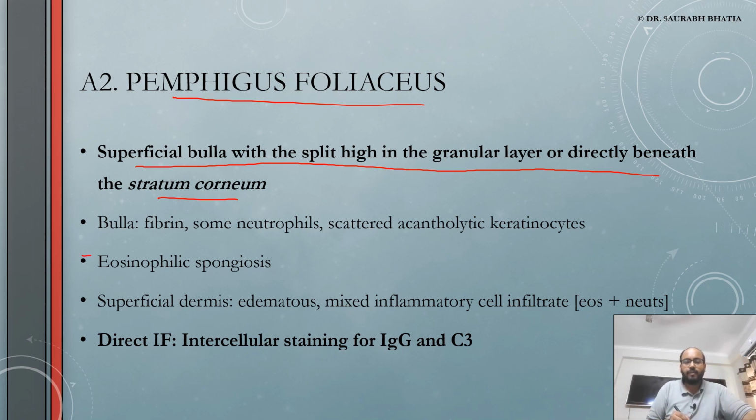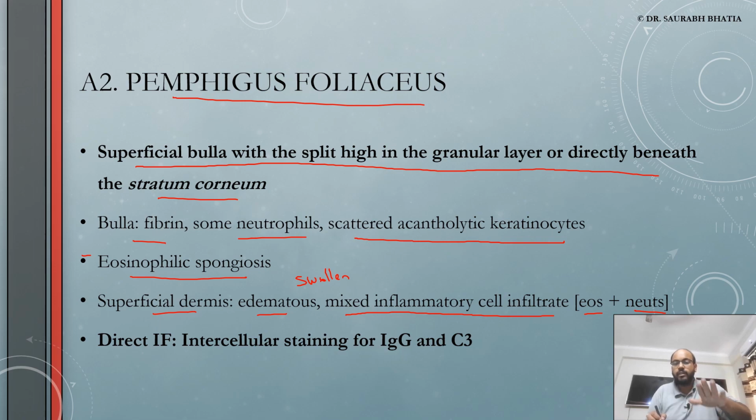The bulla can have fibrin, some neutrophils, and scattered acantholytic keratinocytes. Eosinophilic spongiosis can be seen, and if you have looked at our lecture last week on the spongiotic tissue reaction pattern, Pemphigus foliaceus was mentioned as one of the examples of eosinophilic spongiosis. The superficial dermis is edematous, it is swollen, and a mixed inflammatory cell infiltrate with eosinophils and neutrophils is also seen. That is in the dermis, not the split.